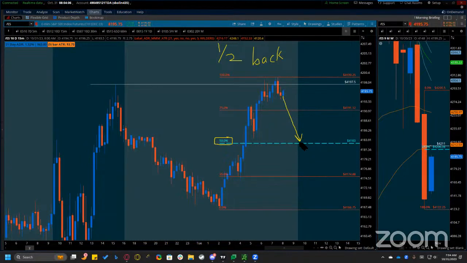So if we test against that and it holds, we target 75%, this next quarterly level. That's your target. If we break the halfback and we continue to the downside, it's called a halfback break. Simple enough. We target the next quarter. Now, sure, we could get all the way back to the bottom. We could get all the way back to the top. But in the trade, just focus on the next quarter.